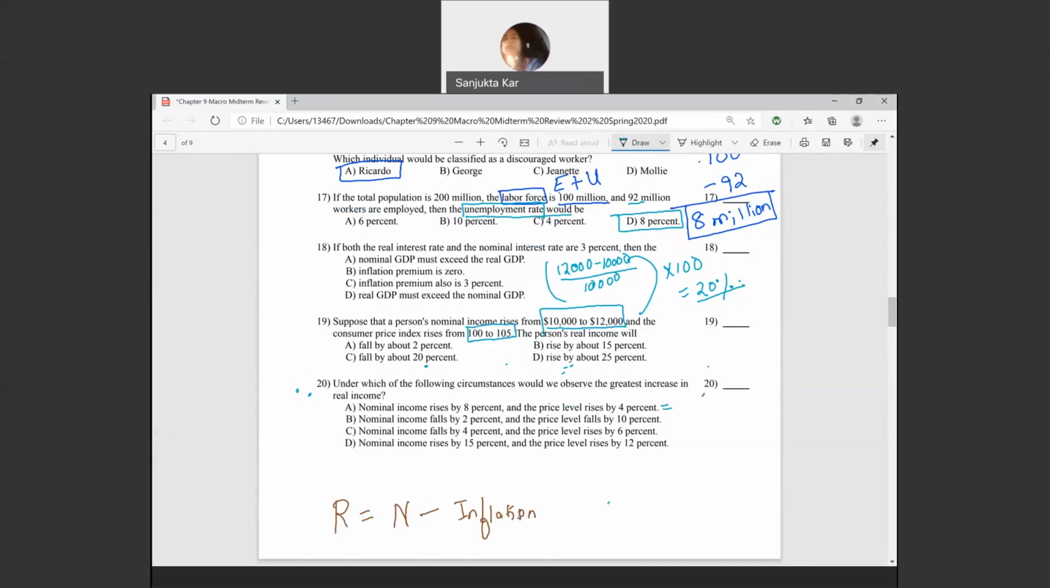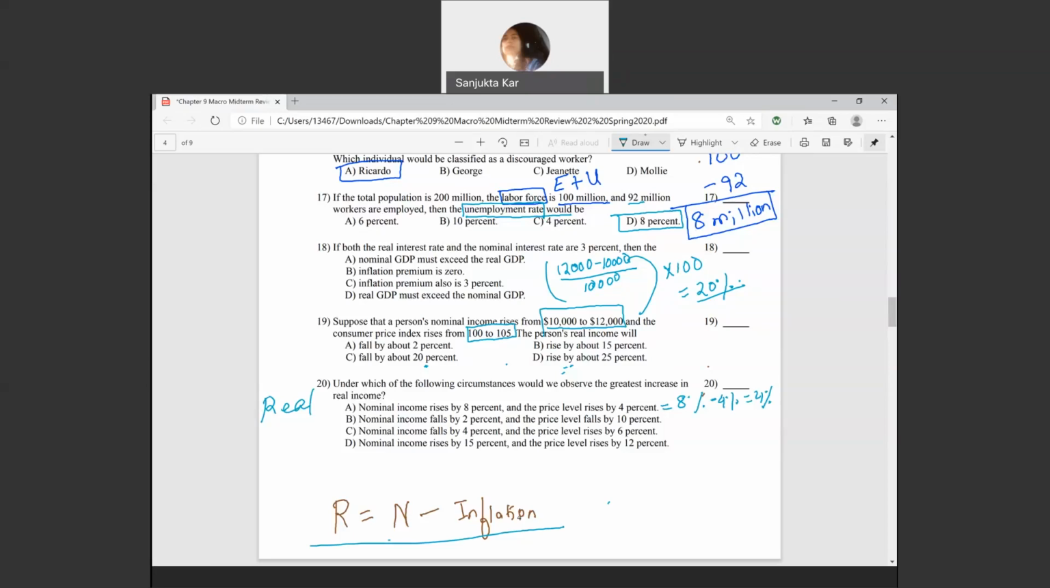It says nominal income. Choice A is nominal income rises by 8% and price level rises by 4%. So I'm going to write down the value for real from each of these four situations. For the first one, the real is 8% minus 4%, just writing down the formula here. This one is equal to 4%. The next one, nominal income falls by 2%.